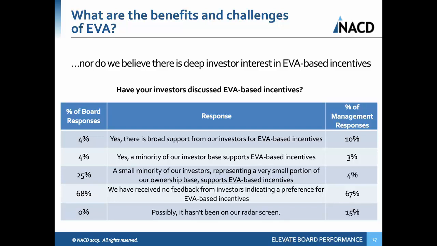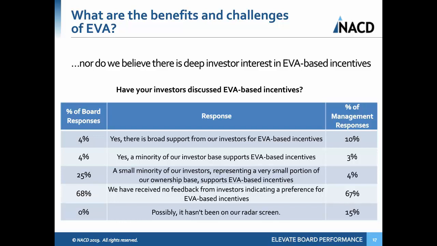EVA works well as a summary, overall performance metric, but it really falls short when you think about EVA's ability to tell a nuanced and holistic story of performance.